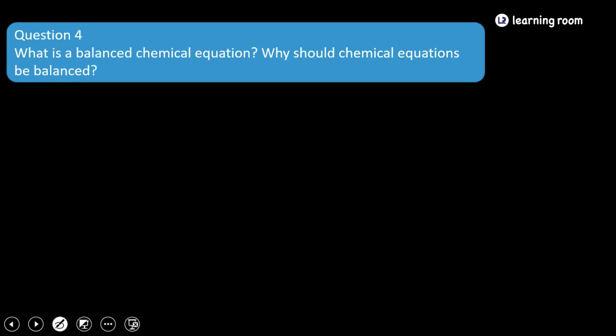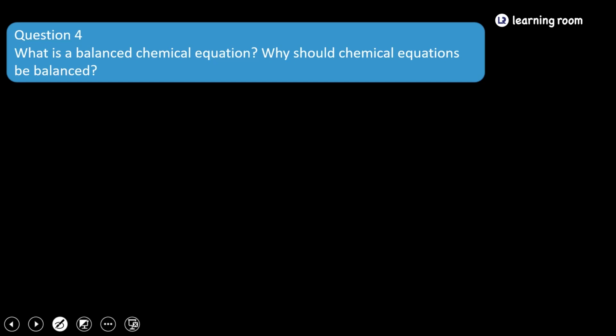What is a balanced chemical equation? Why should a chemical equation be balanced? What is a balanced chemical reaction? According to the law of conservation of mass, mass is neither created nor destroyed. So when you take some amount of mass, it should equal the other side. When you take the reactants, the products should also have the same amount of mass. If not, the reaction is not fulfilled. That's why you have to balance all chemical equations.